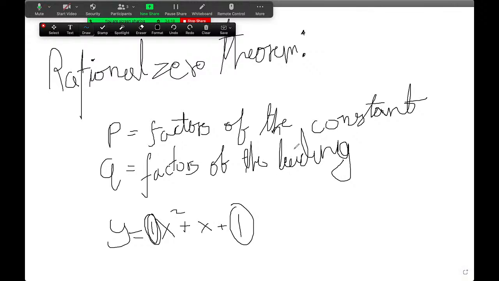Leading coefficient. Okay, that does not look like leading, whatever. Okay, so leading coefficient did not appear there. Okay, leading coefficient. That looks like a B.